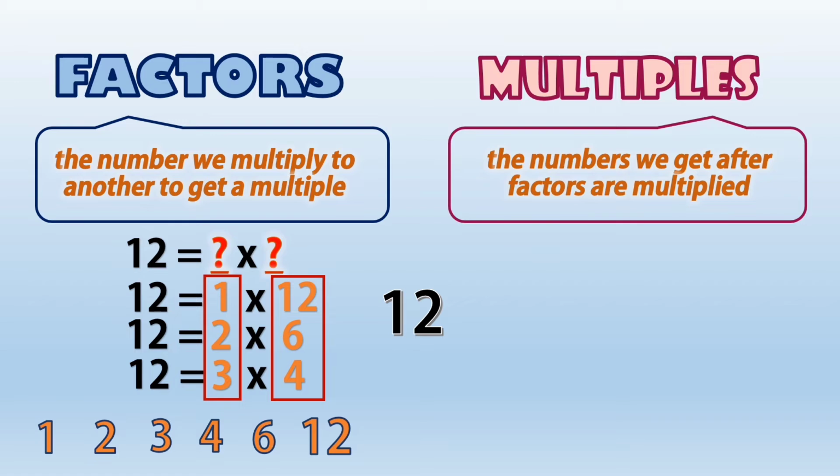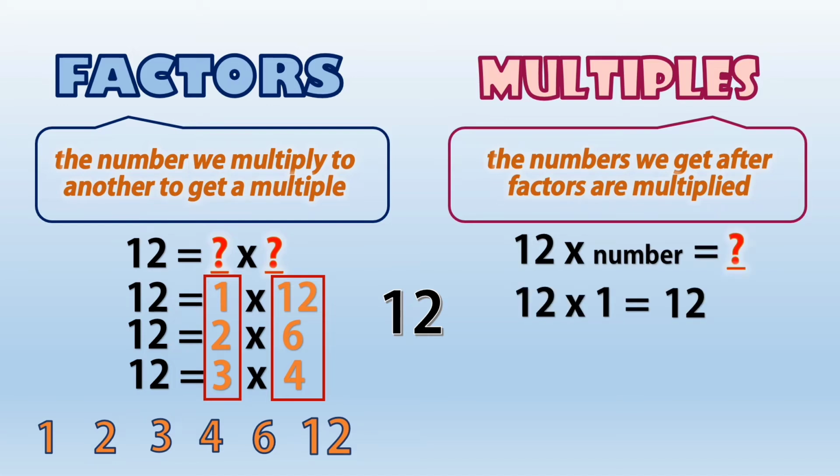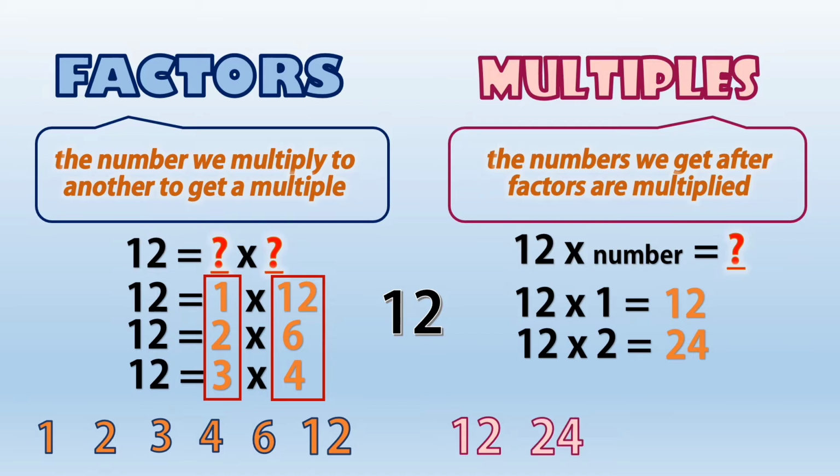Now, let's proceed to getting the multiples of 12. We can get the multiples of 12 by multiplying it by any number. So let's start with number 1. 12 times 1 is equal to 12. So 12 is a multiple of 12. And then, next to 1 is 2. 12 times 2 is equal to 24. So, 24 is a multiple of 12.